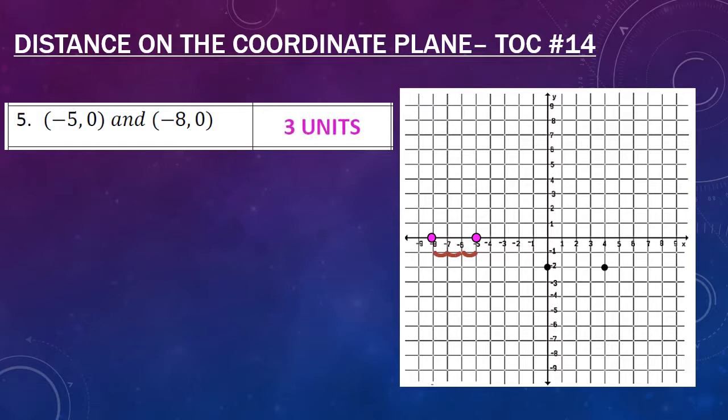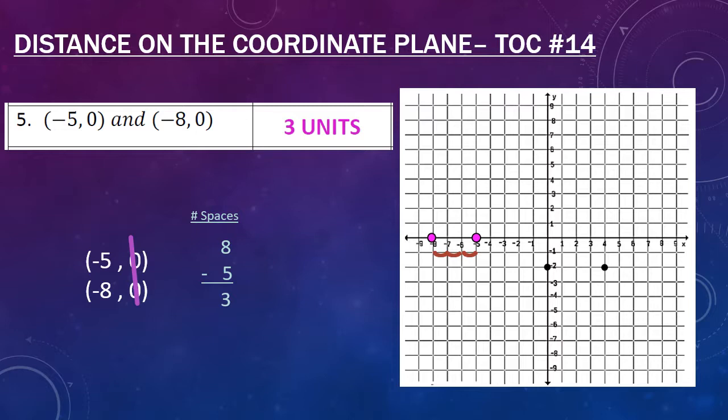And if I didn't have a coordinate grid, I would line them up, disregard the zeros because those are the same, and then find the absolute value of both. So negative 5, the absolute value is 5. The absolute value of negative 8 is 8. And since they are on the same side and they're both negative, I would subtract them. 8 minus 5 also gives me 3.